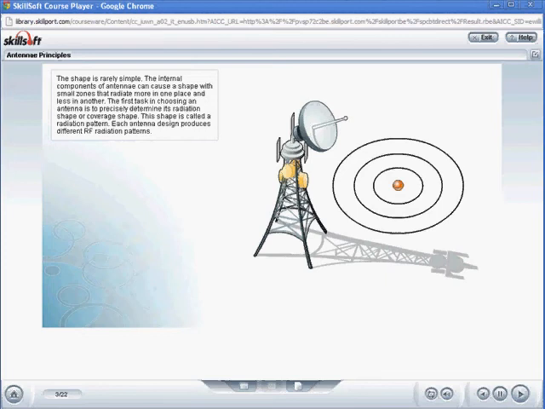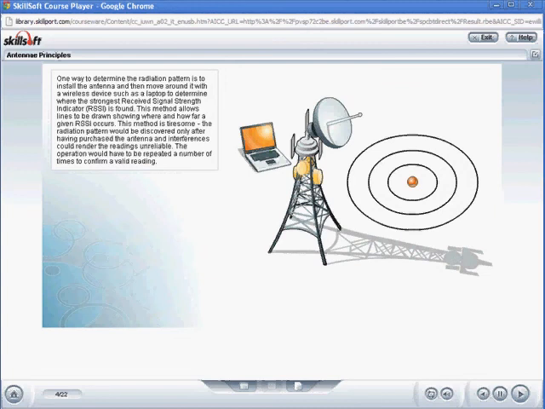The internal components of antennae can cause a shape with small zones that radiate more in one place and less in another. The first task in choosing an antenna is to precisely determine its radiation shape or coverage shape. This shape is called a radiation pattern. Each antenna design produces different RF radiation patterns.